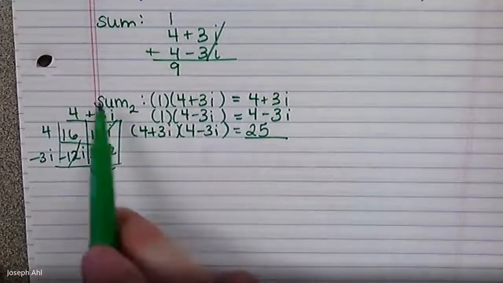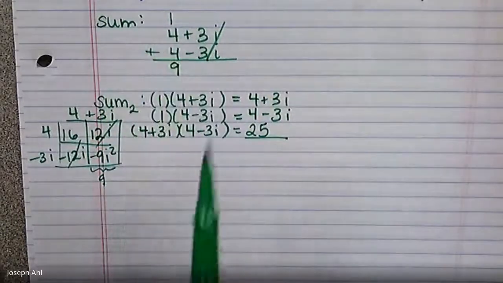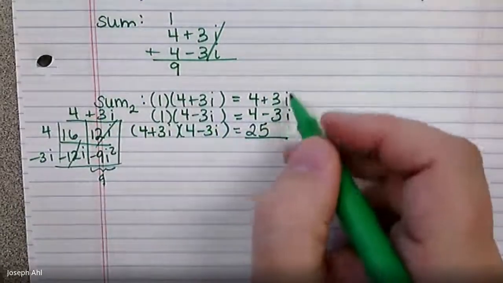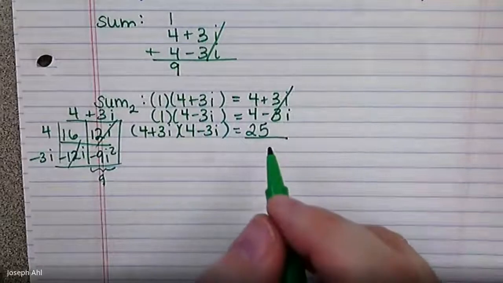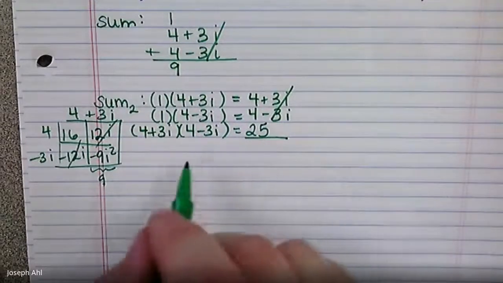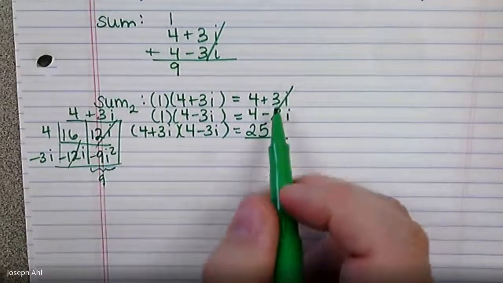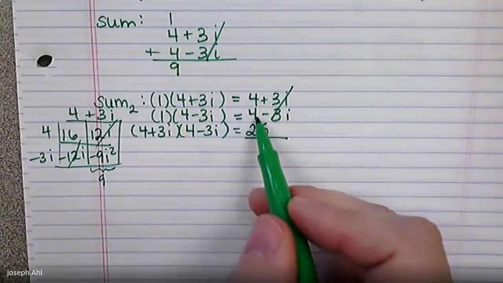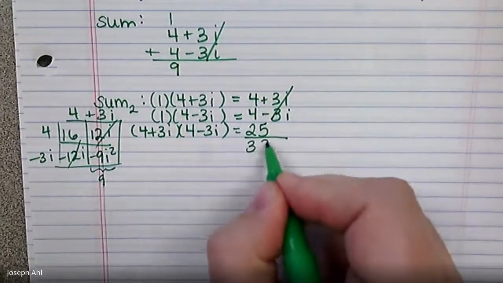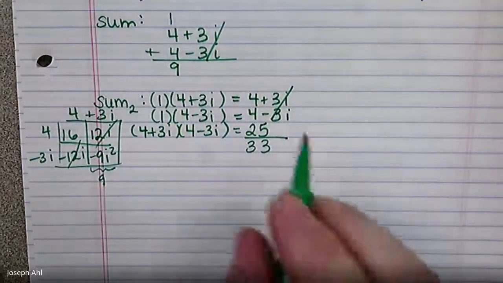Remember that when you find the sum two at a time or the sum or any of these coefficients, you can never have i's as part of your answer. So if that's happening to you, we've got to go back and check our work. All right, so those i parts cancel when I add these together. 4 plus 4 is 8. 8 and 25 is 33 for the sum two at a time.